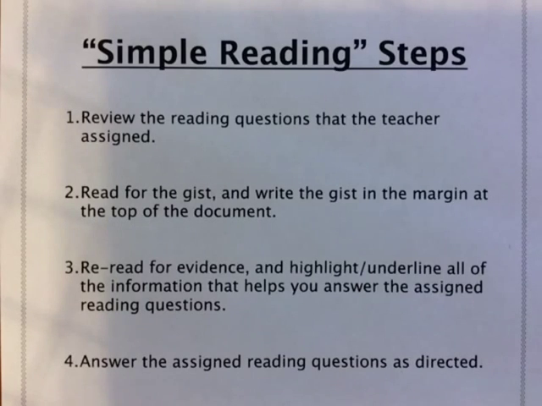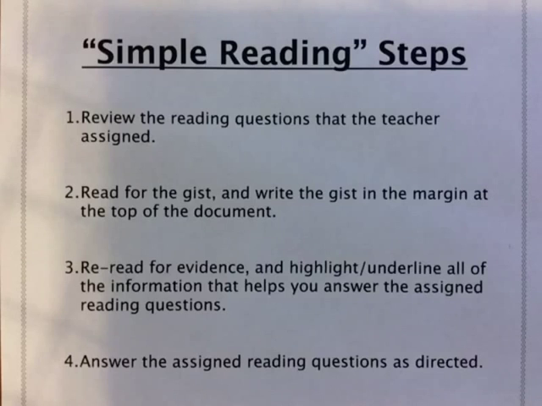So just to sum up these 4 steps, the first step is simply asking you to review questions that a teacher has assigned you for the specific reading. After that, like you did with strategic reading, you're going to read the text for the gist, the main idea of the entire document. And once you target that gist, asking those questions, who, does what, why, you're going to write the gist in the margin at the top of the document, just like you did for strategic reading.